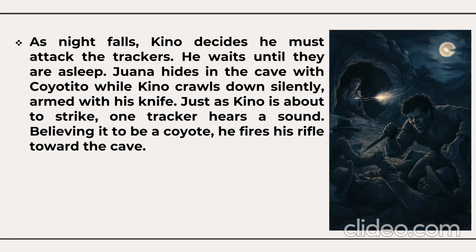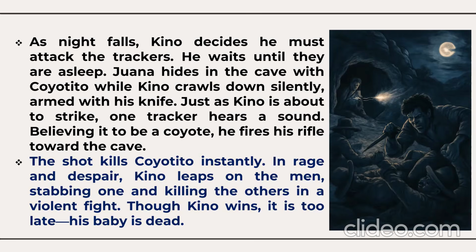Just as Kino is about to strike one tracker, he hears a sound, believing it should be Coyotito, the young baby, and he fires his rifle towards the cave. He fires his rifle towards the cave, and what happens? Because of that shot, Kino and Juana's son Coyotito is killed instantly, and the young baby is killed by one of the trackers' shot.